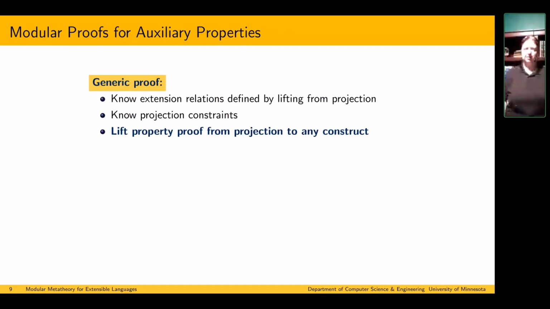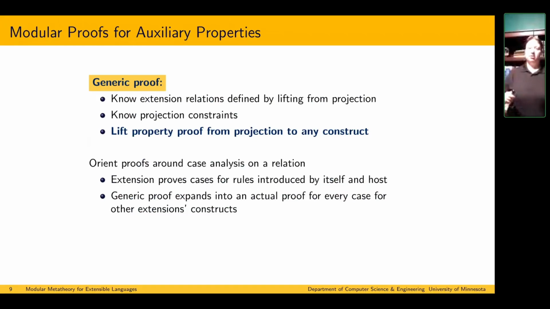Then to build a combined proof, we use this generic proof as well as proofs the extension can write directly for rules that it introduces or that the host language introduces. Then the generic proof expands into an actual proof for every case for constructs from other extensions.